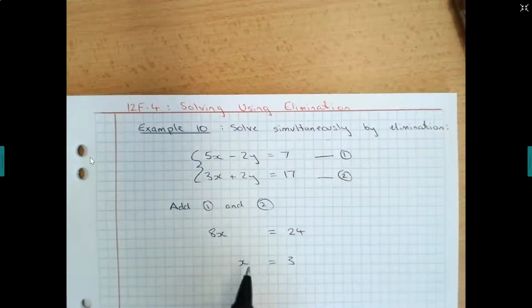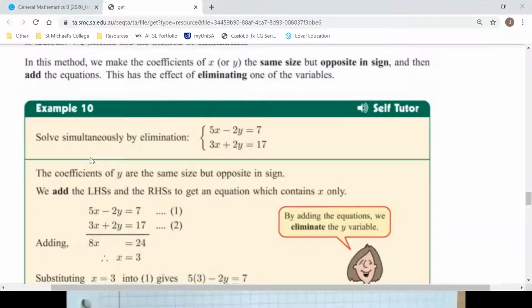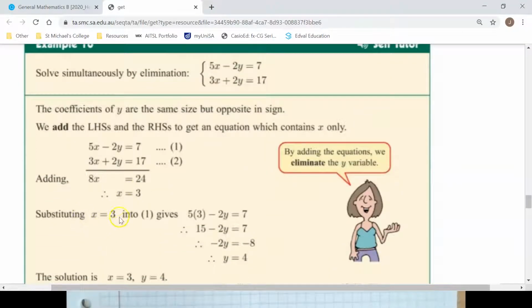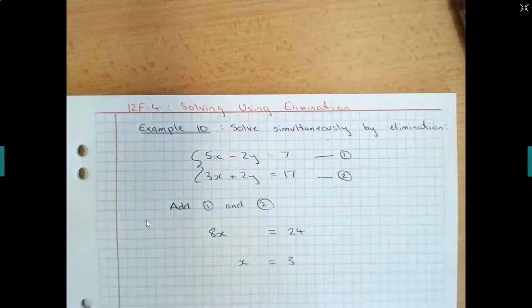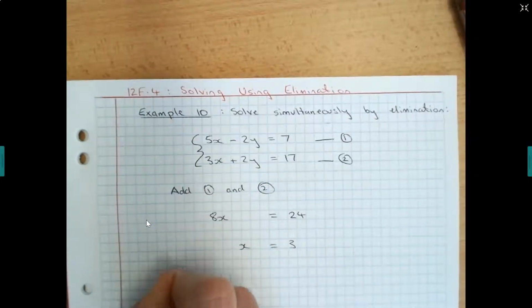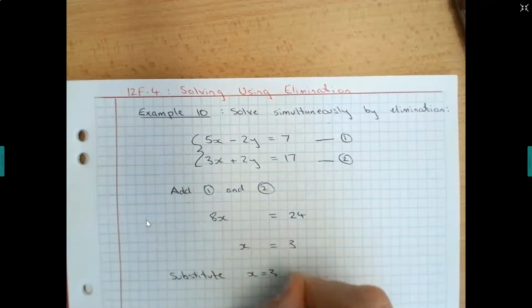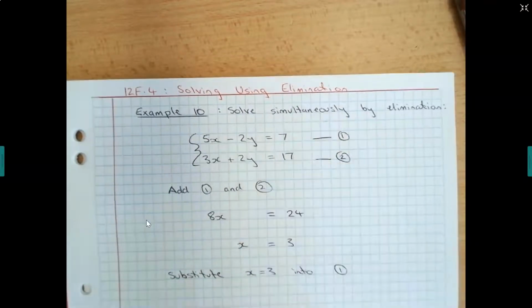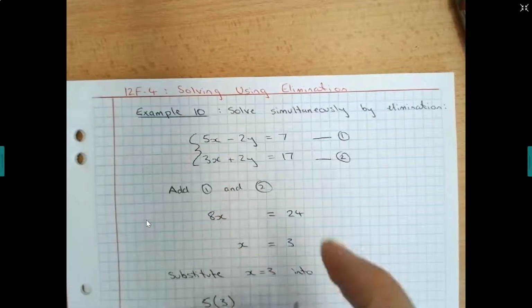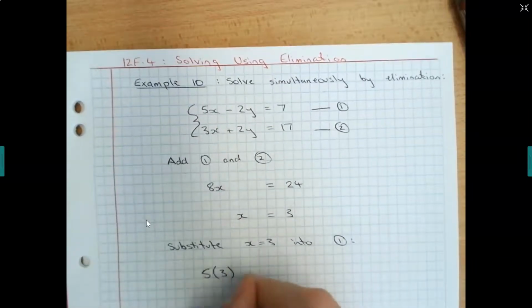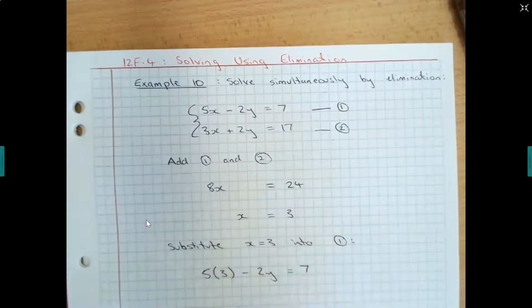So I've solved for x, but I still want to know my value for y, so now I just need to substitute this value into either one of those two equations. They've substituted x equals 3 into 1, so I'll stay consistent with them. Substitute x is equal to 3 into equation 1. So we have 5 times 3 minus 2y is equal to 7.